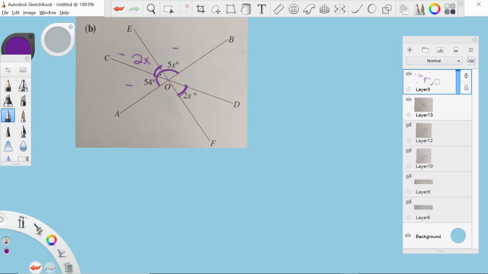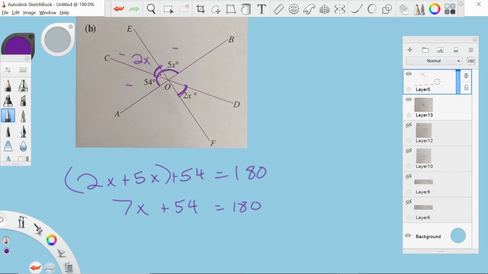We know that when angles form up and make a straight line, they have to sum up to equal 180. Okay, so that gives us another equation. 2x plus 5x plus 54 is equal to 180. Combine our like terms here. 2x plus 5x is 7x plus 54 is equal to 180.